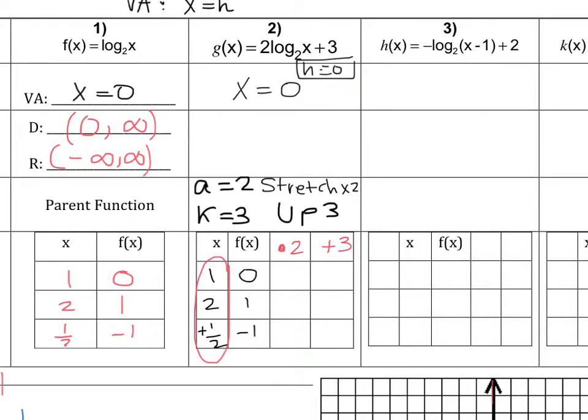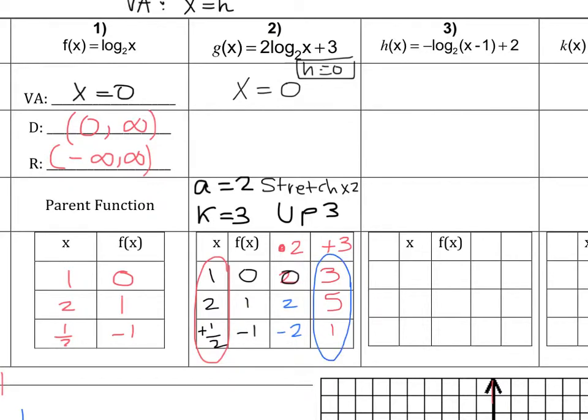So 0 times 2 is a 0. 1 times 2 is a 2. No, 0 times 2 is not a 2, it's a 0. And negative 1 times 2 is a negative 2. And then after I multiply by 2, so after I'm done with the a, so you always go from left to right, you start with the a first and then the k, I have to add 3 to my new y. So if I add 3, it's going to be 0 plus 3, which is a 3, 2 plus 3, which is a 5, negative 2 plus 3, which is a 1, and that's going to be my new y.